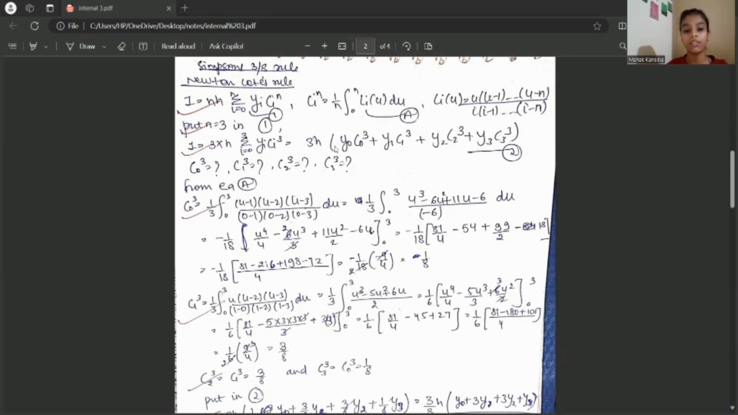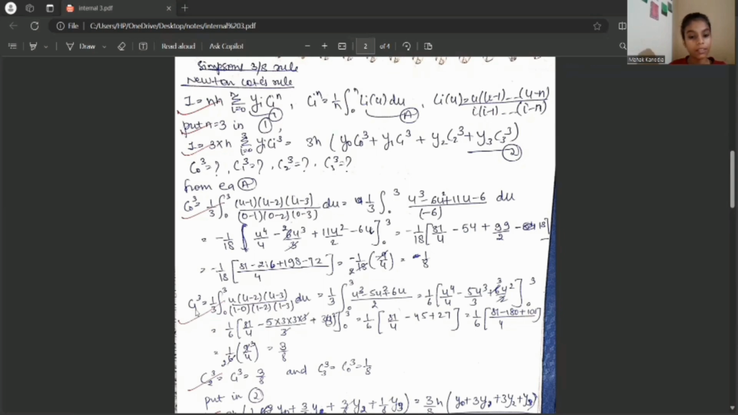We get an equation like 3h into y0 C03 plus y1 C13 plus y2 C23 plus y3 C33, and name it equation number 2. Here the values of C03, C13, C23 and C33 are unknown. To find these values, we substitute the values of i and n in our equation number A. First of all, we find C03, where we substitute i as 0 and n as 3 in our equation number A. Again, we get a formula, substitute the upper and lower limits after solving the integral, and get the final value of C03 as 1 by 8.